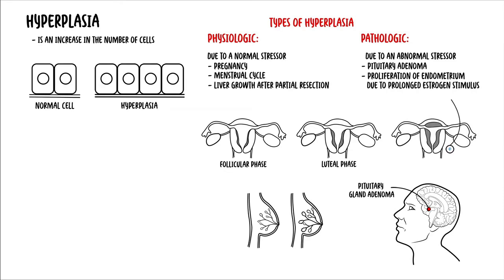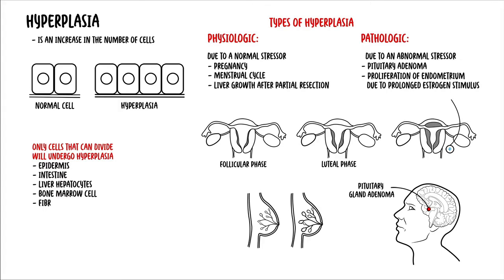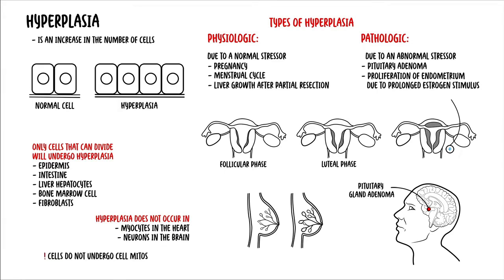An important point regarding hyperplasia is that only cells that can divide will undergo hyperplasia, and these cells include the epidermis, the intestinal cells, liver cells, bone marrow cells, and fibroblasts. Hyperplasia does not occur in myocytes of the heart and the neurons of the brain because these cells do not undergo cell mitosis or cell division.